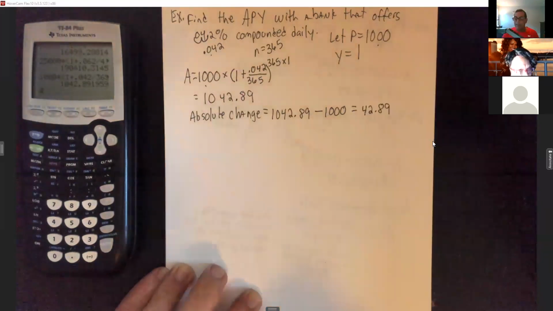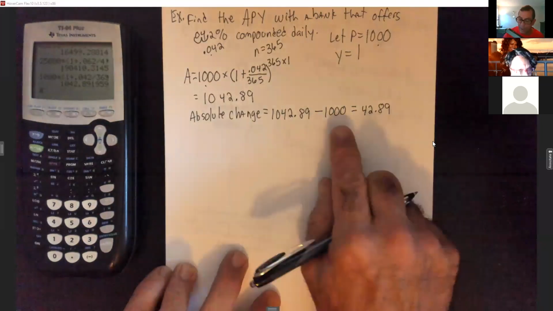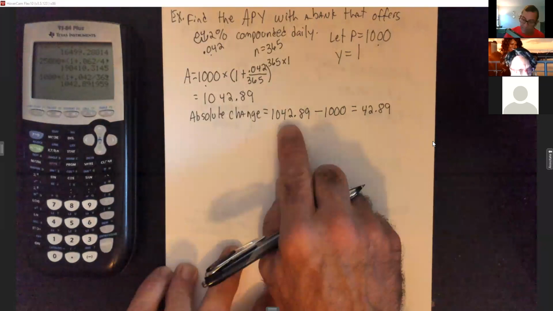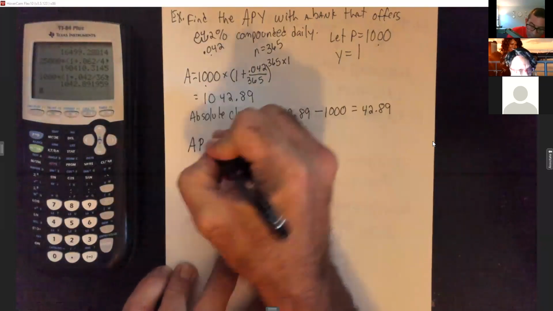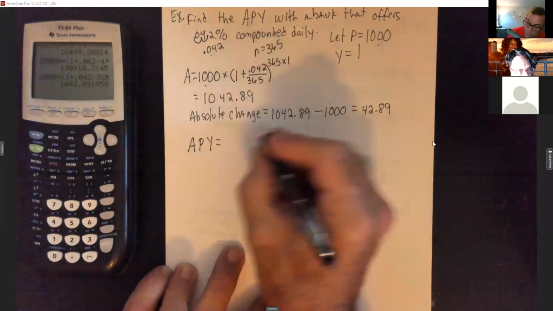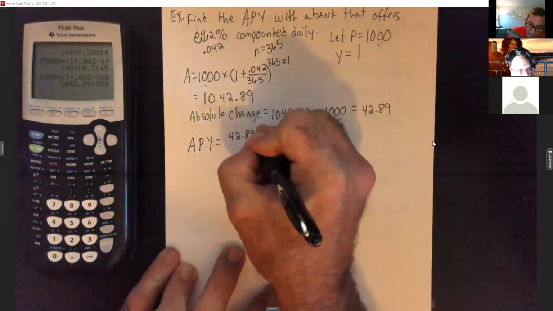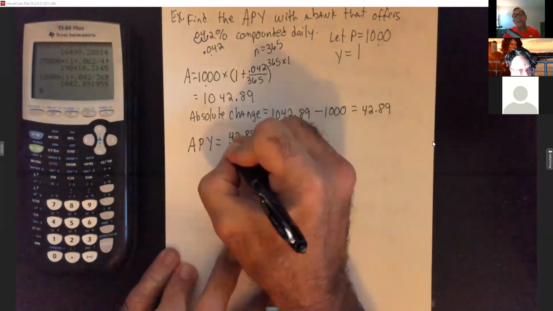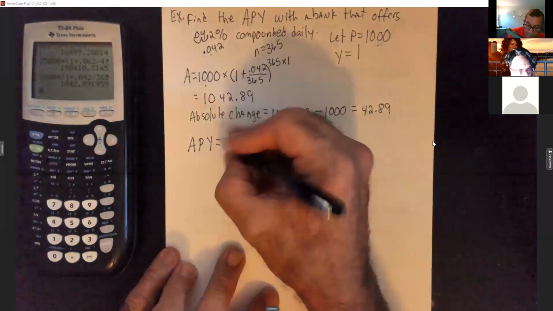$42.89. That's how much my account changed. It went from 1,000 to 1,042.89. So remember, my APY formula was equal to the absolute change on top, which was 42.89, divided by my principal, and that's the amount I made up, my 1,000.